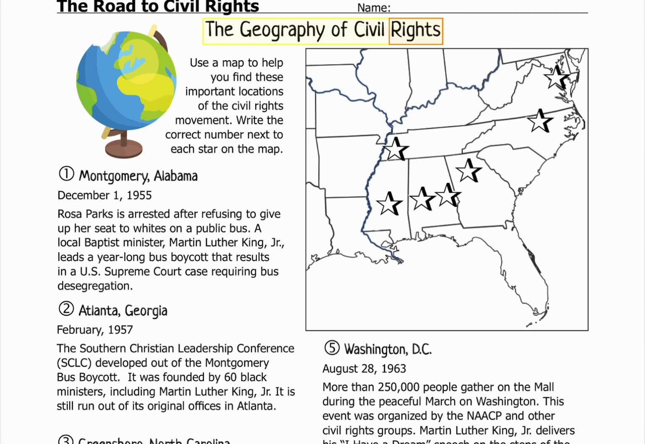The geography of civil rights. Use a map to help you find these important locations of the civil rights movement. Write the correct number next to each star on the map.